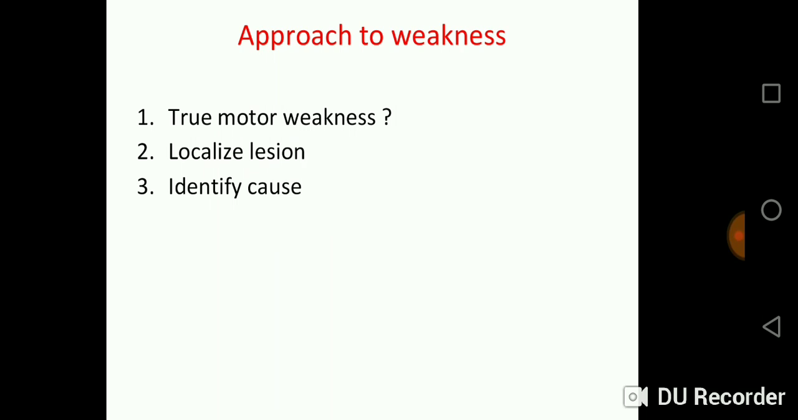Approach to weakness involves three basic questions. 1. True motor weakness or not. 2. Localize the lesion. And 3. Identify the cause.